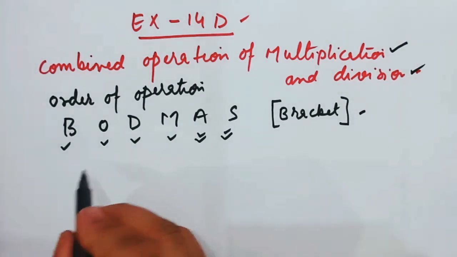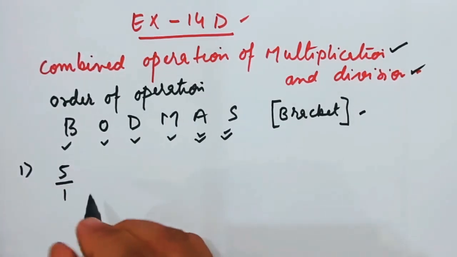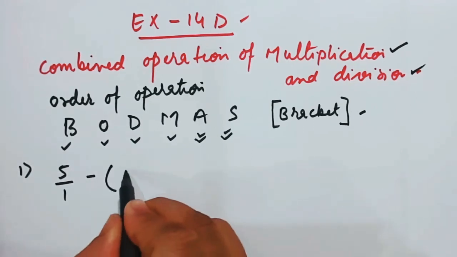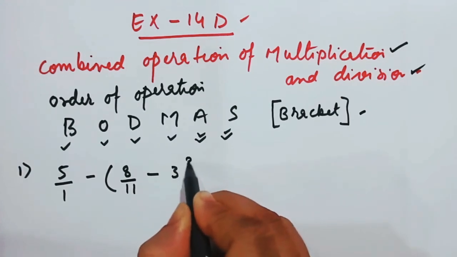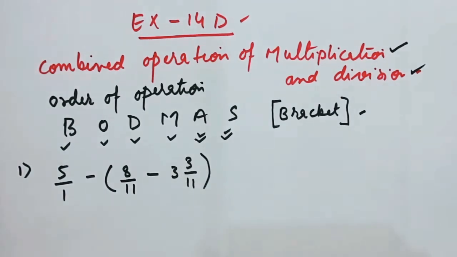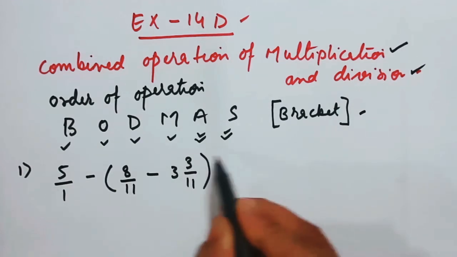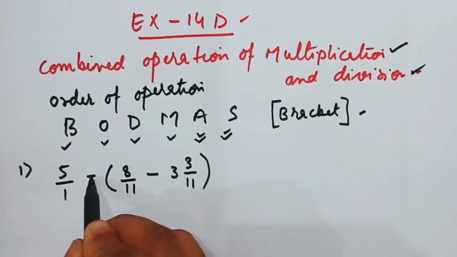Have a look. Let us take 1: 5 by 1 minus 8 by 11, minus 3 by 11. Though I can solve the bracket over here, the easiest way is to directly remove the bracket by multiplying each of these by this negative sign.